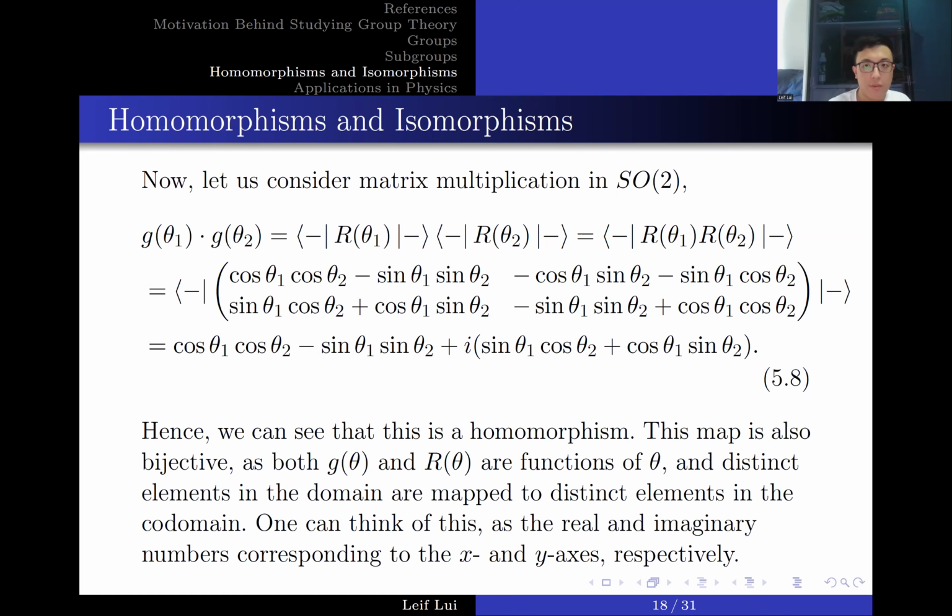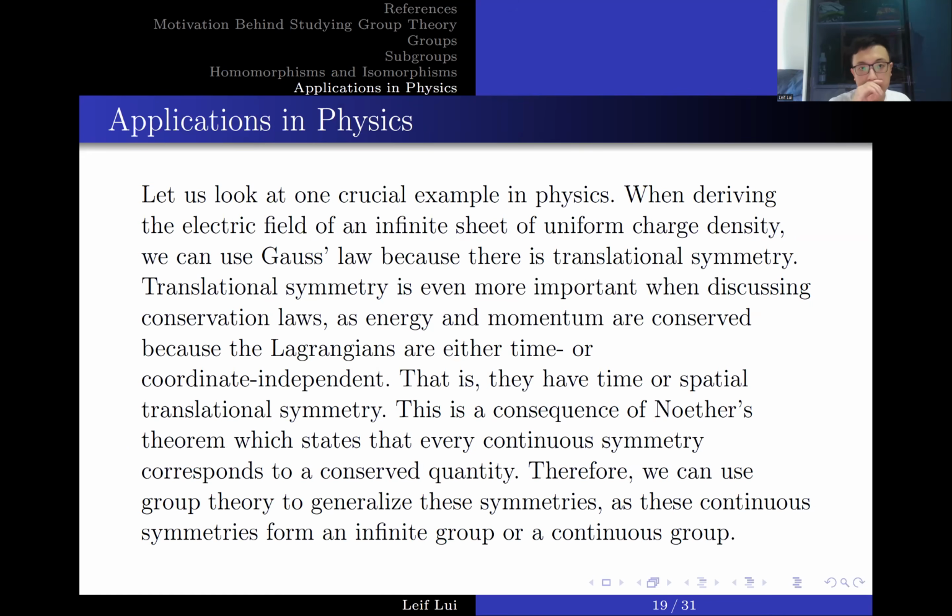So now that we've talked about homomorphisms and isomorphisms, let us talk about some applications in physics. Let us look at one crucial example in physics. Maybe multiple, actually, we're doing two, but I don't know why I said one.